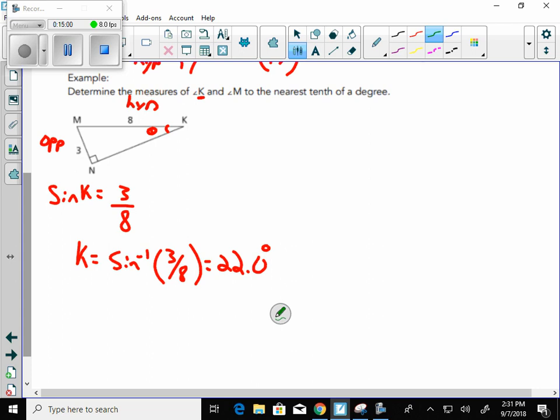Now we're going to look for angle M. M, right here. So when we're looking at angle M, you have to use the cosine, right? Because the 8 is still my hypotenuse, but because this side here, 3, is touching angle M, it becomes adjacent. And which one uses adjacent and hypotenuse? CAH. Right, cosine.